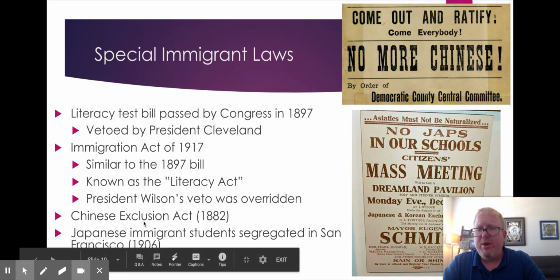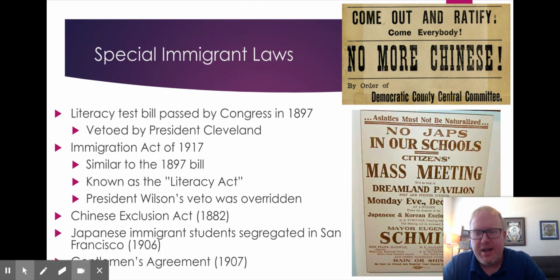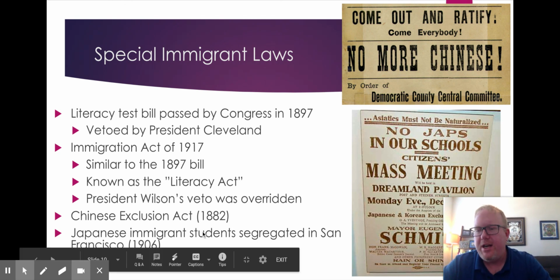Now, this really angered Japan because Japan wanted to have cultural relations with the United States, not necessarily equal ones, but wanted to be able to have their people come and live and learn in the United States. And this really made Japan angry, and they ended up striking a deal with President Teddy Roosevelt in that Teddy Roosevelt said, fine, here's the deal.